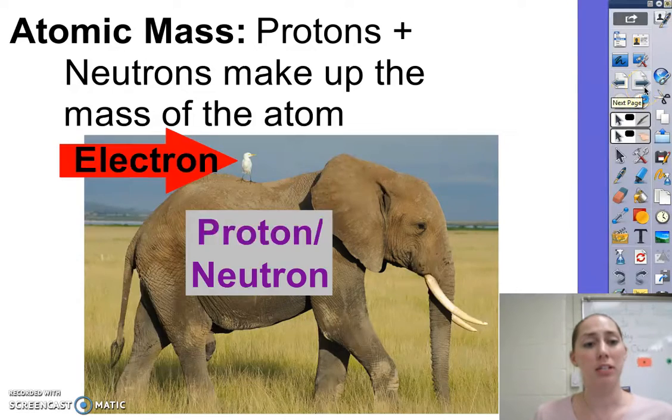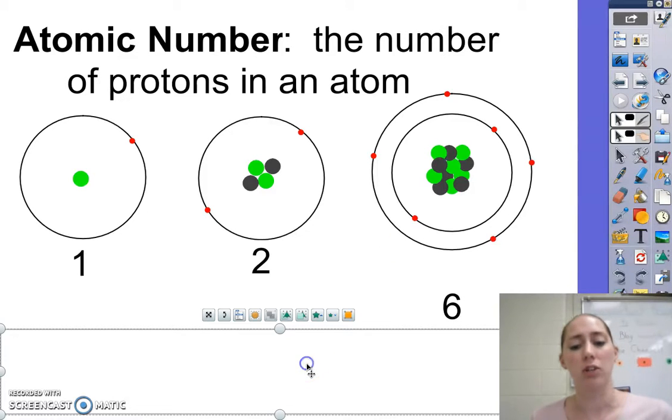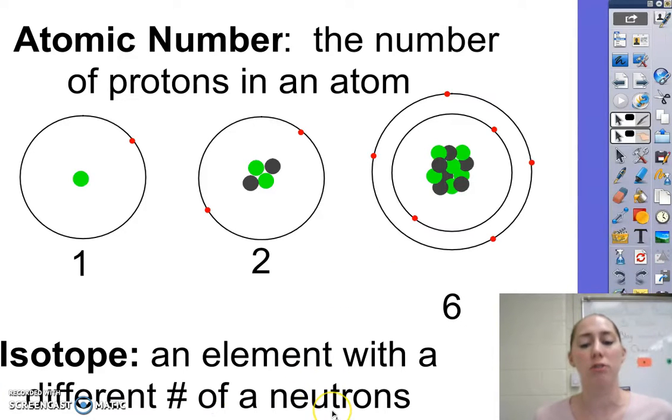Another number you need to know about is the atomic number. This is the number of protons in an atom. Each element has a different number of protons. That's what makes them different and unique. So hydrogen has 1 proton. Helium has 2 protons. Carbon has 6 protons. You can't change the number of protons without changing what element it is. And that's very hard to do. That's a whole other discussion. But there is something we can change. We can change the number of neutrons.